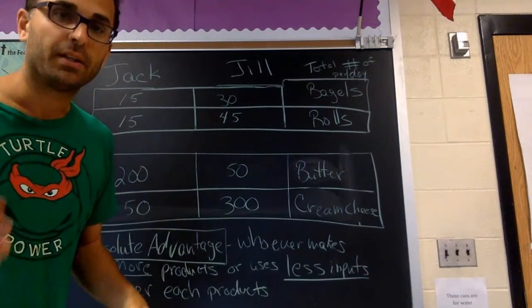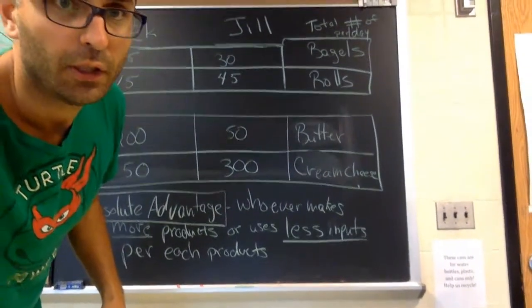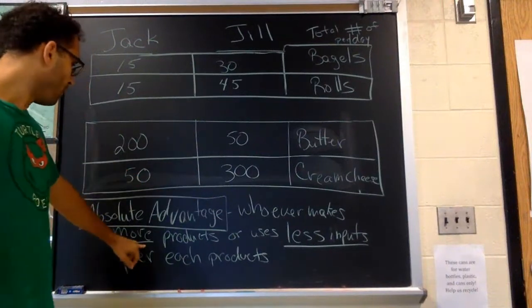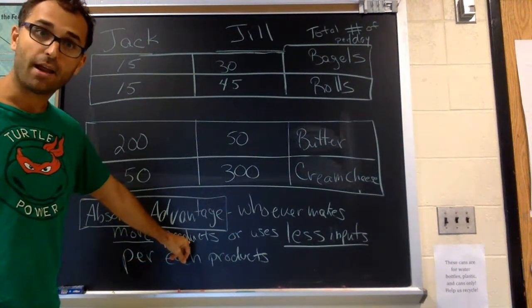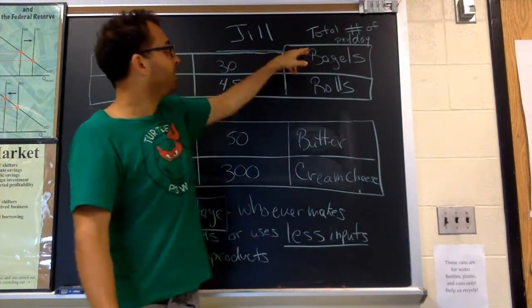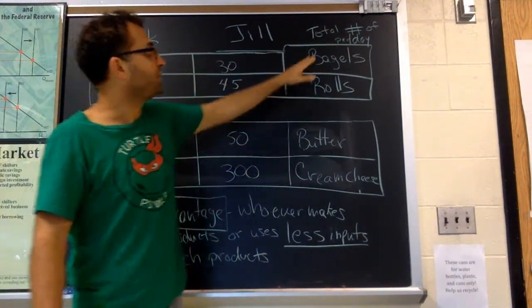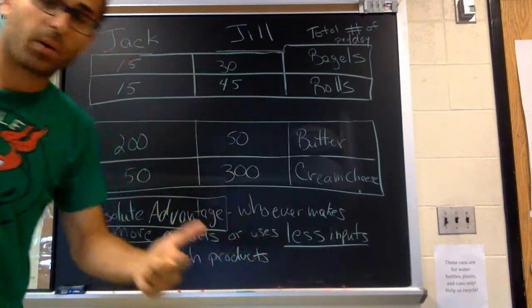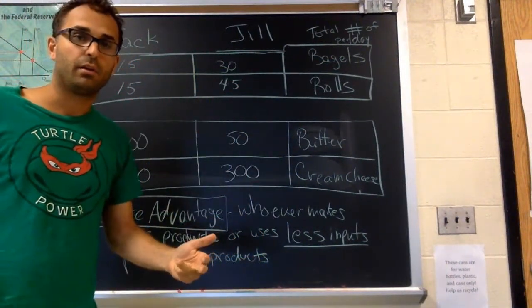Easy, right? Now it gets a little trickier. So absolute advantage, if you want to write this down, is whoever makes more products, right? And that's what this was: the total number of bagels and rolls, butter or cream cheese, per day. So per day, per hour, per week, per year.